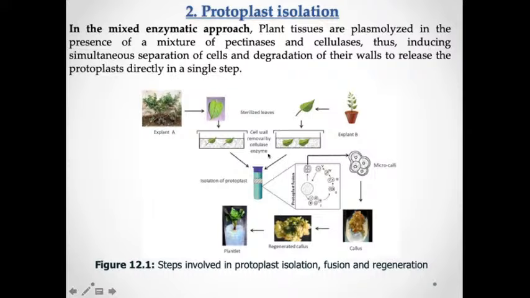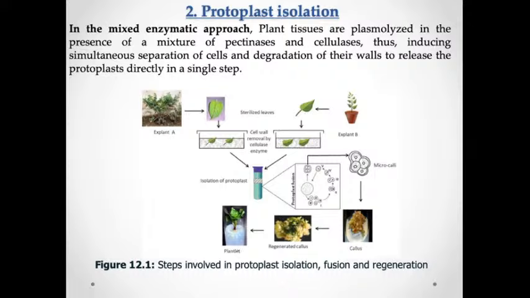Here we can see that first is your explant, from that we took the leaf, and this is explant B, from there we also took the leaf. And then from these parts we remove the cell wall by using the cellulase enzyme. Then from both of them, we isolate the protoplast. And then the protoplast fusion occurs as per this method with the 1, 2, 3, 4, 5 stages, which leads to the microcolonies. Microcolonies will produce callus, then regenerated callus, and then plantlet. So these are the steps involved in protoplast isolation, fusion, and regeneration.